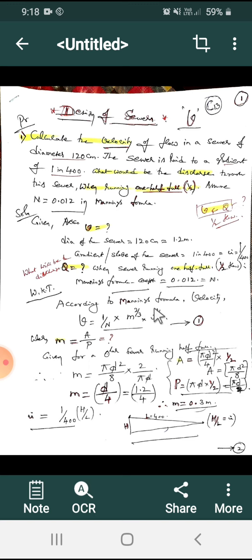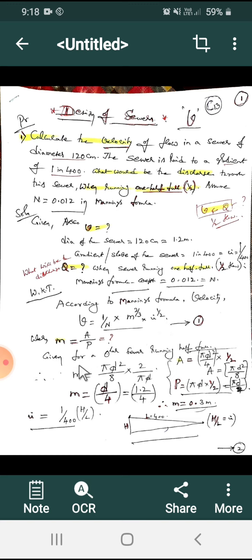The given condition is half flow. Half flow means only 50% of the diameter, the discharge will flow. Now under that, this M is equal to area divided by wetted perimeter P. M is equal to A by P. You have to determine this M value using these values, A and P. Next, I is the gradient. Let us start with how to determine that. It is already given.